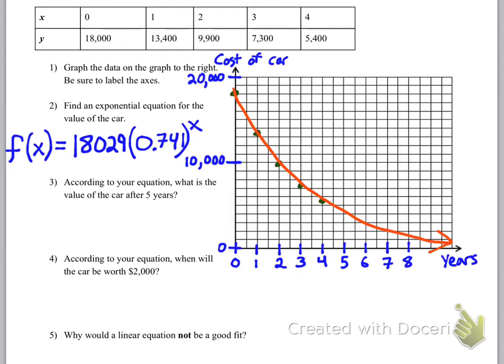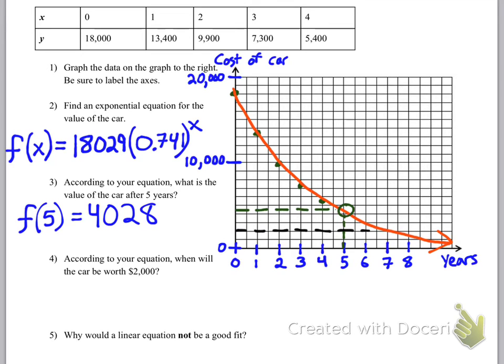And let's answer these few questions. According to the equation, what is the value of the car after 5 years? Well, I'm going to look at where x equals 5, and you can actually type in x equals 5 into Desmos, and it will get you this value. Another way of doing that is you could plug in x into this function right here, and if you did 18,029 times 0.741 to the 5th power, then that would give you 4,028. Now I rounded that to the nearest dollar, which is close enough, and I'll be careful to specify how much I want it rounded on quizzes and tests and the like.